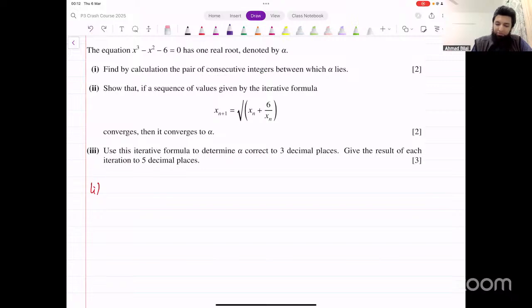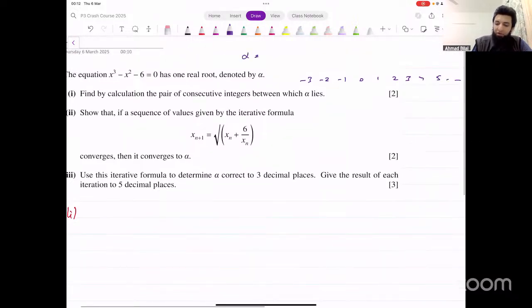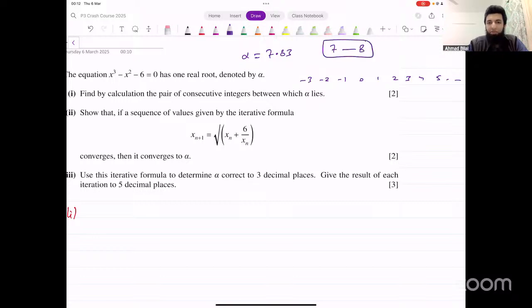Consecutive integers. So what are integers? Any numbers like these: -3, -2, -1, 0, 1, 2, 3, 4, and so on, right? Let's suppose alpha was equal to 7.83. I'm just inputting a random number here. Which two consecutive integers does this number lie between? It lies between 7 and 8. Right? These are two consecutive integers between which this number alpha lies. That's what they want you to figure out.